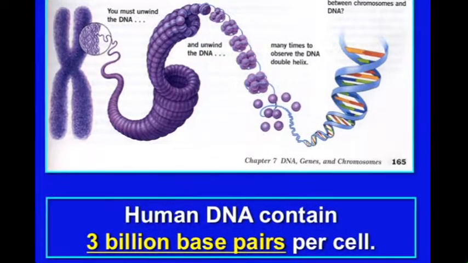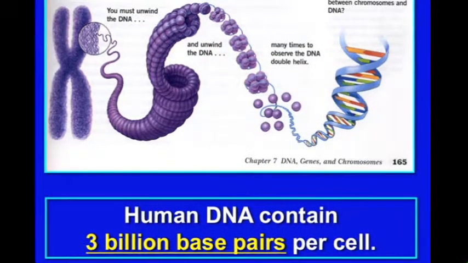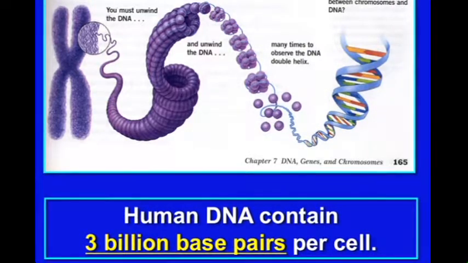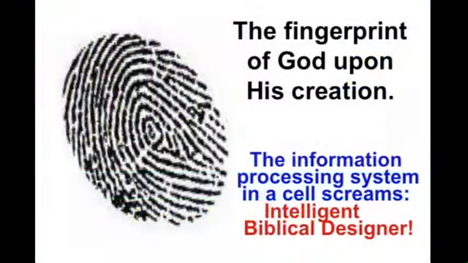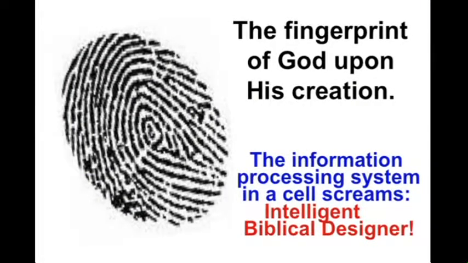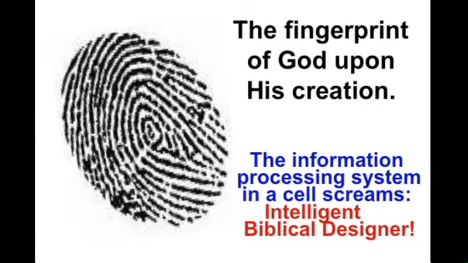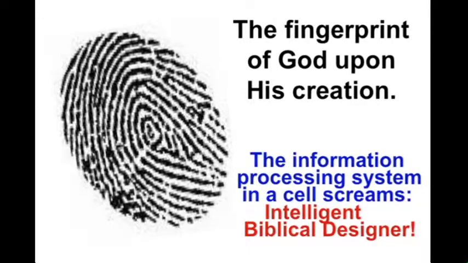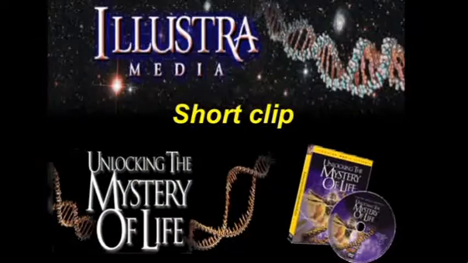Now, each of your cells' DNA contain 3 billion base pairs of genetic information per cell. You are very complex. Let's look at some of the fingerprints of God upon His creation. I want to look at a short section of a video that covers the information processing system found inside of a cell, which screams intelligent biblical designer. This comes from Illustra Media, Unlocking the Mystery of Life.